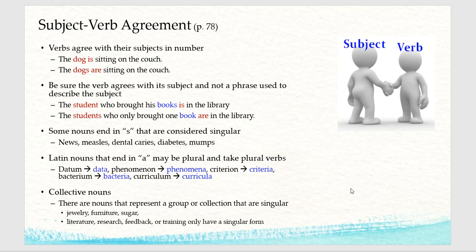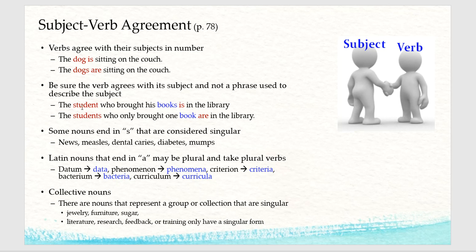Okay, subject and verb agreement. We all know that verbs agree with their subjects in number. So I have a singular dog here is sitting on the couch, but I have plural dogs here sitting on the couch. So where we get into trouble is when there is a phrase between the subject and the verb, and the last word here is not the proper number for the verb that goes with the subject.